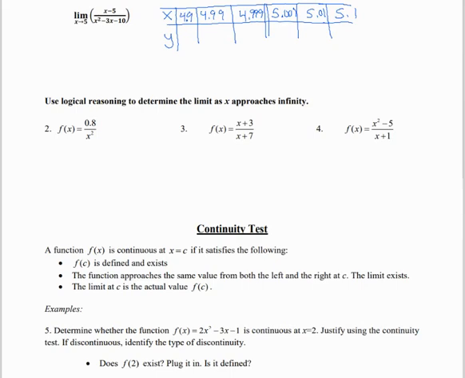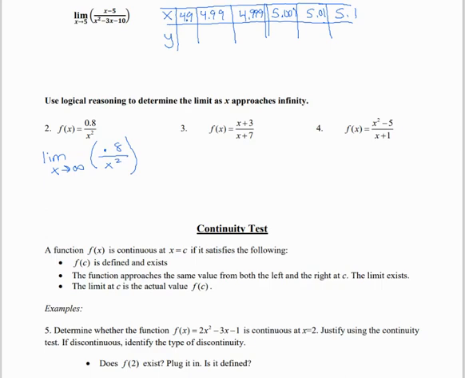Let's continue with limits. This time around, the next three are as x approaches infinity. This time, you don't necessarily need a calculator. We can use some logical reasoning, but we can also use the calculator to check. Notation-wise, the question is saying, what is the limit as x goes to infinity for this function of 0.8 over x squared?